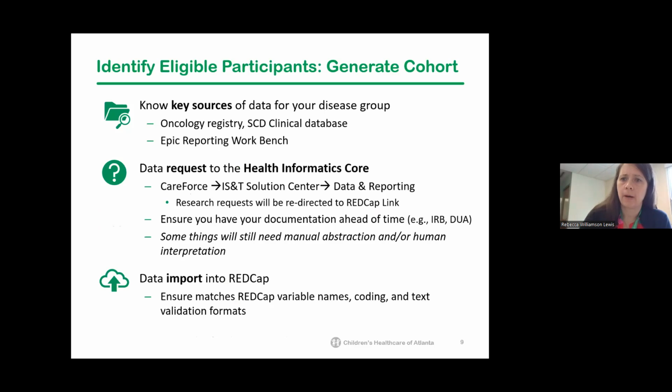So as Jordan said, the population we were trying to recruit for this study were patients who had aged out of our system. So we needed to generate a list of all the patients and their contact information for remote recruitment. So this is where it's important to know the sources of data available to you. So in AFLAC, we have the oncology registry as well as a sickle cell clinical database. Additionally, survivors seen in our clinic are scheduled with specific appointment types that are available in Epic's reporting workbench.